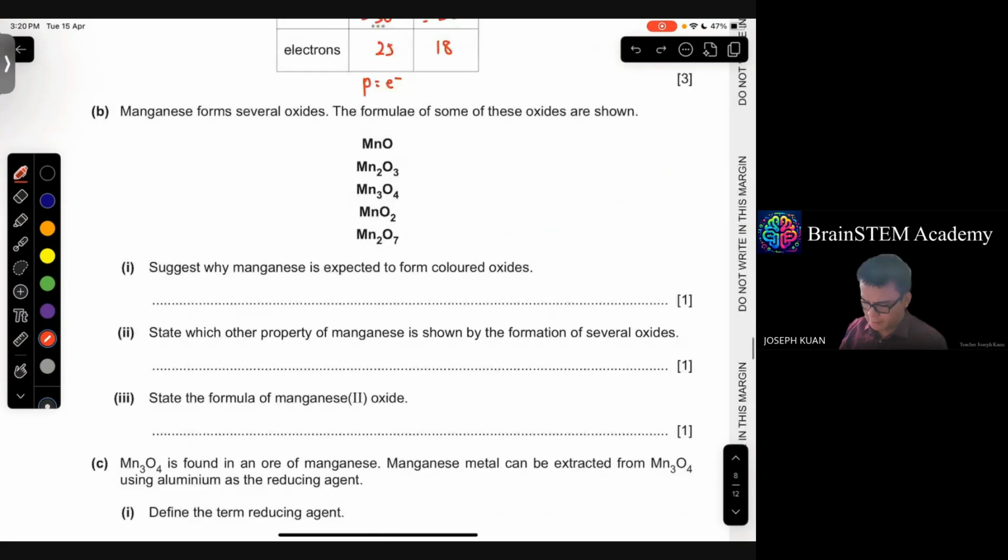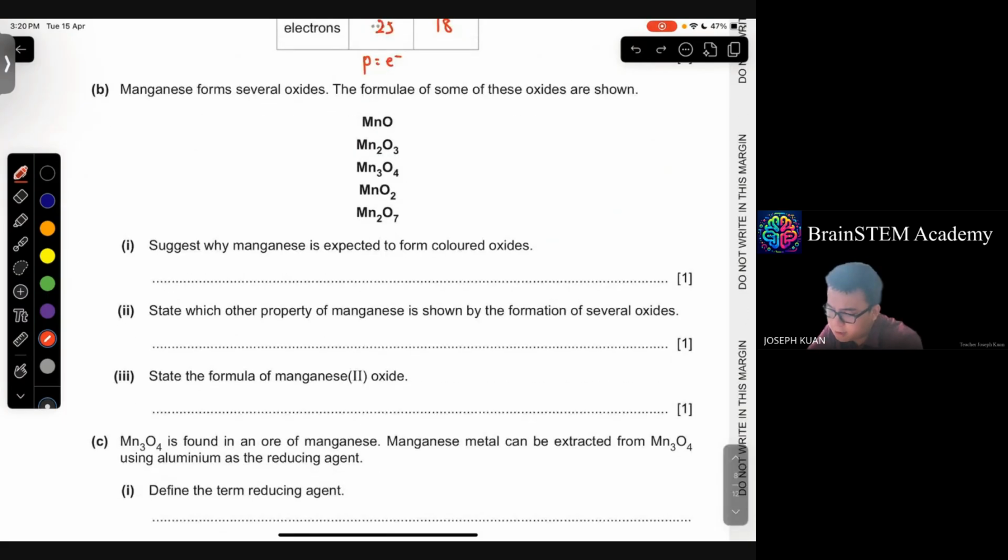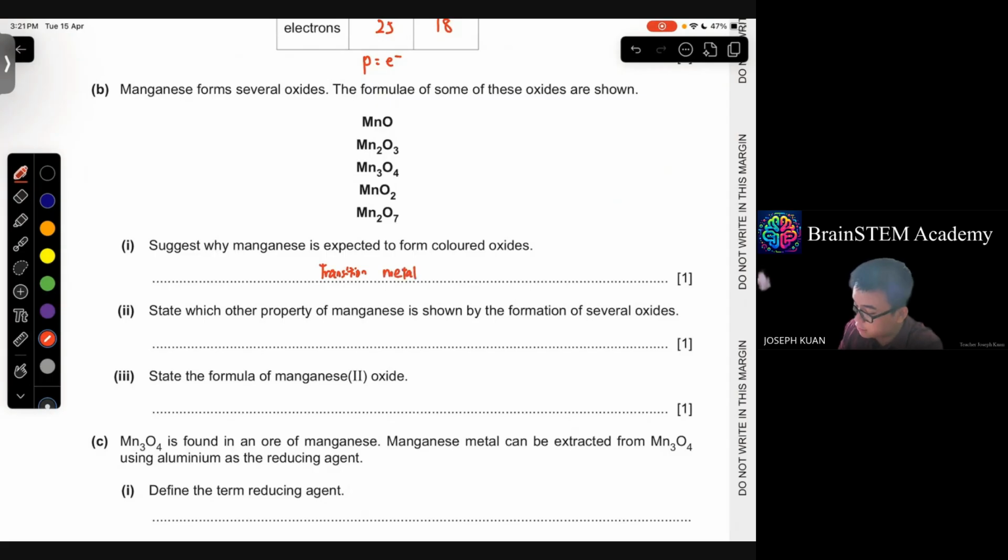Moving on, manganese forms several oxides. The formulas of some of these oxides are shown. Suggest why manganese is expected to form colored oxides. Because manganese is a transition element, and the ability to form colored compounds is a unique feature of transition elements. Next, state which property of manganese is shown by the formation of several oxides.